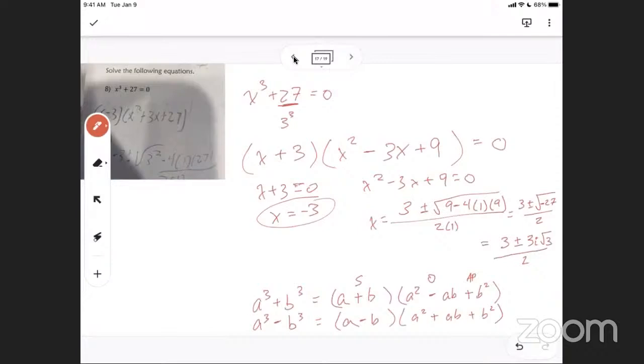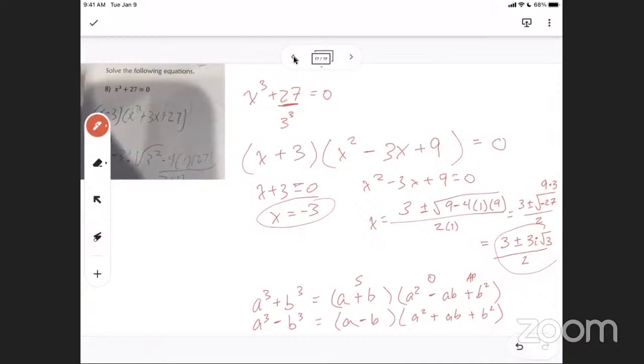Yeah, because 27 is a perfect cube. So it's 9 times 3. I took the square root of 9, which is 3, and I brought it outside. And I also took the square root of -1, which is i, and I brought that outside. And then just this 3 was left in there. So there's your answers.